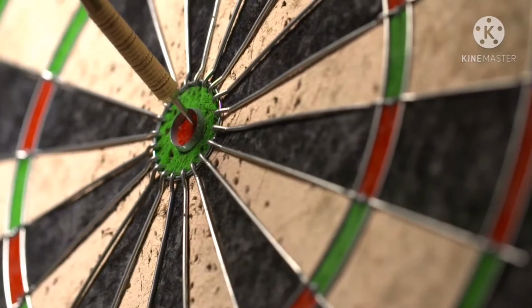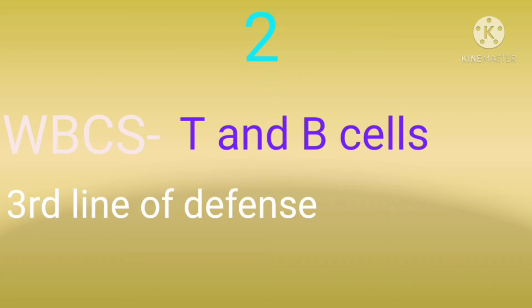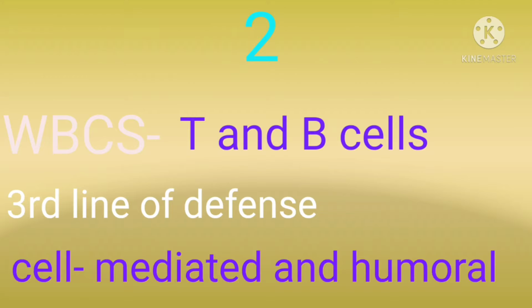Unlike the two lines of defense, the third line of defense gives a specific response to each pathogen. The third line of defense and the WBCs are divided into two types. The two types of WBCs are T and B cells. The two types of the third line of defense are cell-mediated and humoral. Let us learn about the two types of the third line of defense.